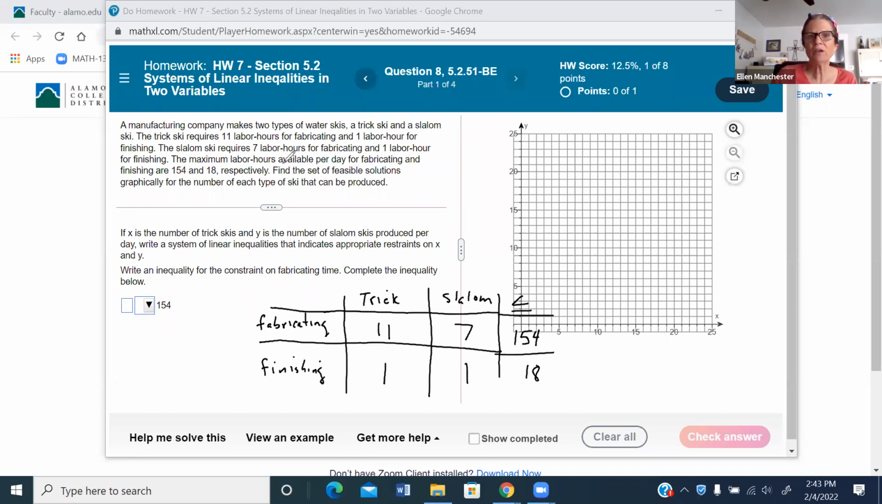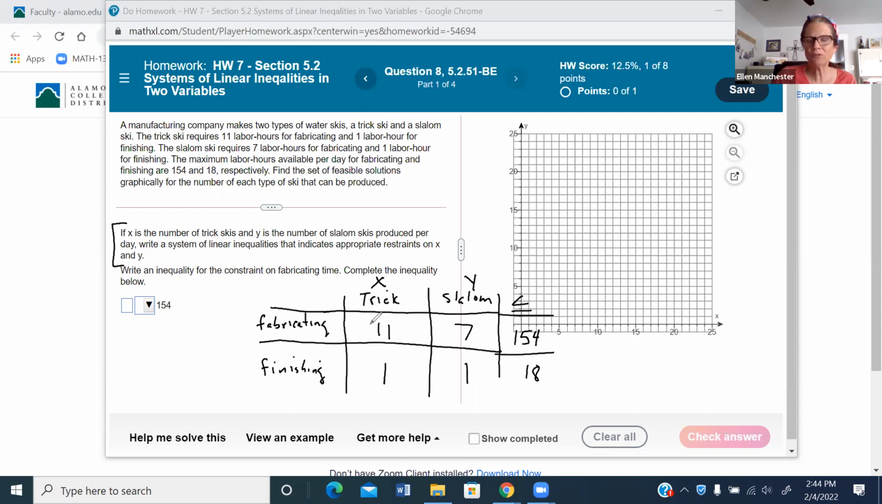And then the question is, find the set of feasible solutions graphically for the number of each type of ski that can be produced. Okay, here is the important part. Well, all the numbers are important, but this is very important. If X is the number of trick skis, and Y is the number of slalom skis, write a system of linear inequalities that indicates appropriate restraints on X and Y.